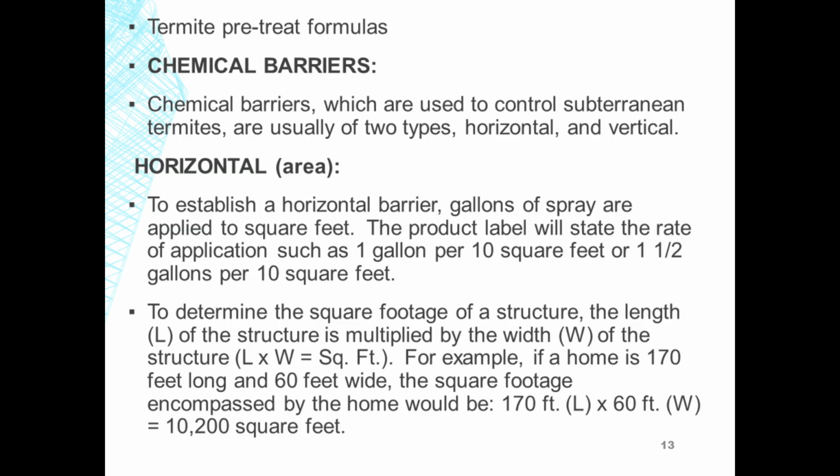To determine the square footage of a structure, the length, L, of the structure is multiplied by the width, W, of the structure. Length times width equals square feet. For example, if a home is 170 feet long and 60 feet wide, the square footage encompassed by the home would be 170 feet, or the length, times 60 feet, which is the width, equaling out to 10,200 square feet.